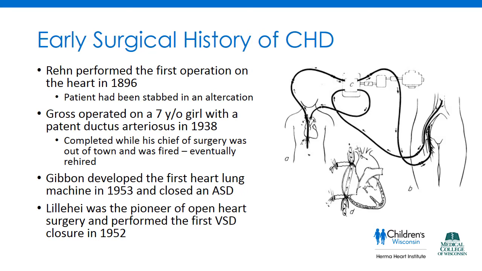It's a relatively minor procedure nowadays, but as I said, in 1938, this was a very risky procedure, and he actually completed this when his chief of surgery was out of town. Gross was eventually fired because he did this procedure, but was eventually rehired. Gibbon developed the first heart-lung machine in 1953, and he closed an atrial septal defect.